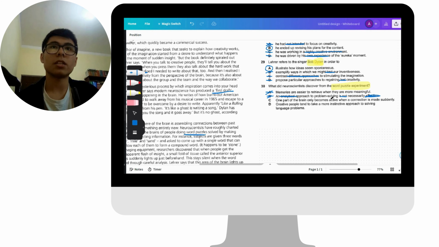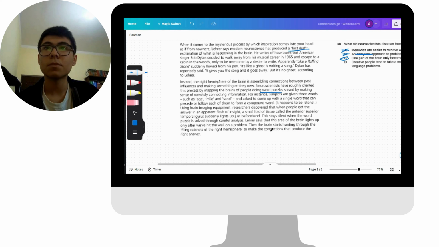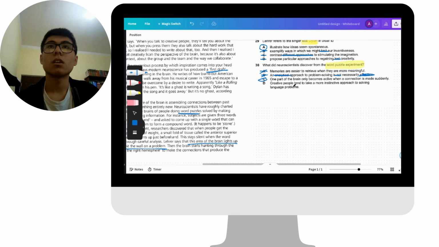One part of the brain only becomes active when a connection is made suddenly. Yes, that's exactly the answer. Why? Because it's an exact paraphrase of this sentence: this area of the brain lights up only after we hit the wall on a problem. This is the exact paraphrase of answer choice C. Creative people tend to take a more instinctive approach to solving language problems. Nothing about language problems, nothing about instinctive approach. Nothing about creative people as well.